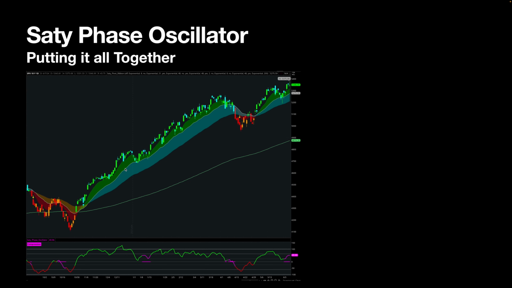The most important thing to know is the center line is the EMA, the 21 EMA. Everything else is not as relevant. I'm using bias candles and other things on here as well. But you can see the oscillator works really well when you look at it with price.